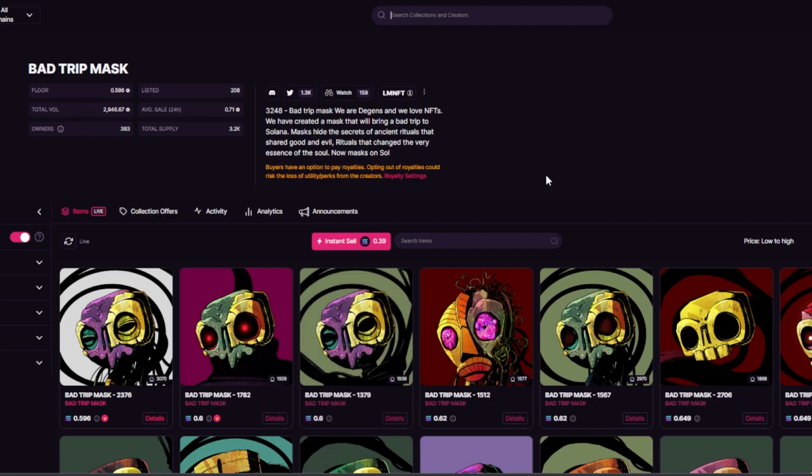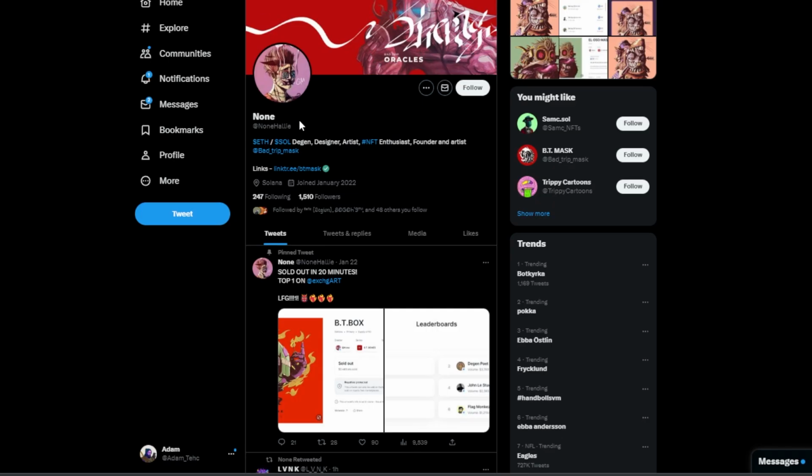Bad Trip Mask. This is a project we called in the pod at 0.4 Solana. The artist from this project, Non Halley, will be featured in the Bonks collection. So could get some volume if this guy gets some attention from the Bonks.